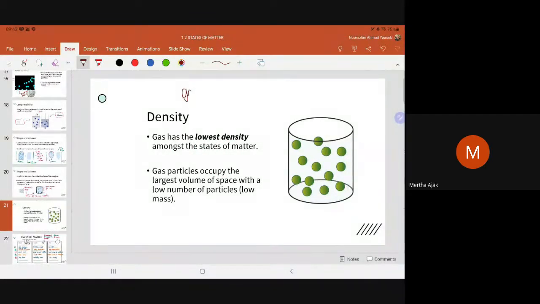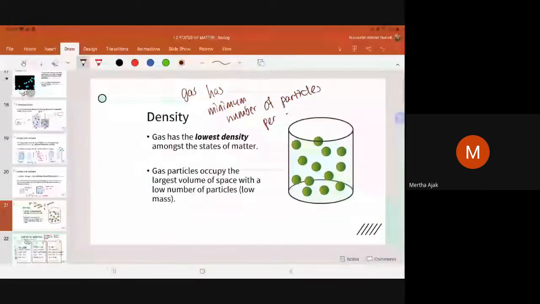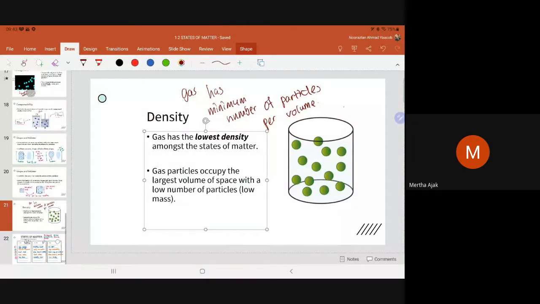Okay, so gas has minimum number of particles per volume. Okay, so gas particles occupy largest volume of space with low number of particles. So space dia besar sebab dia akan sentiasa mengisi ruang maksimum, tapi bilangan partikel dia rendah. Jadi dia adalah paling kurang tumpat.